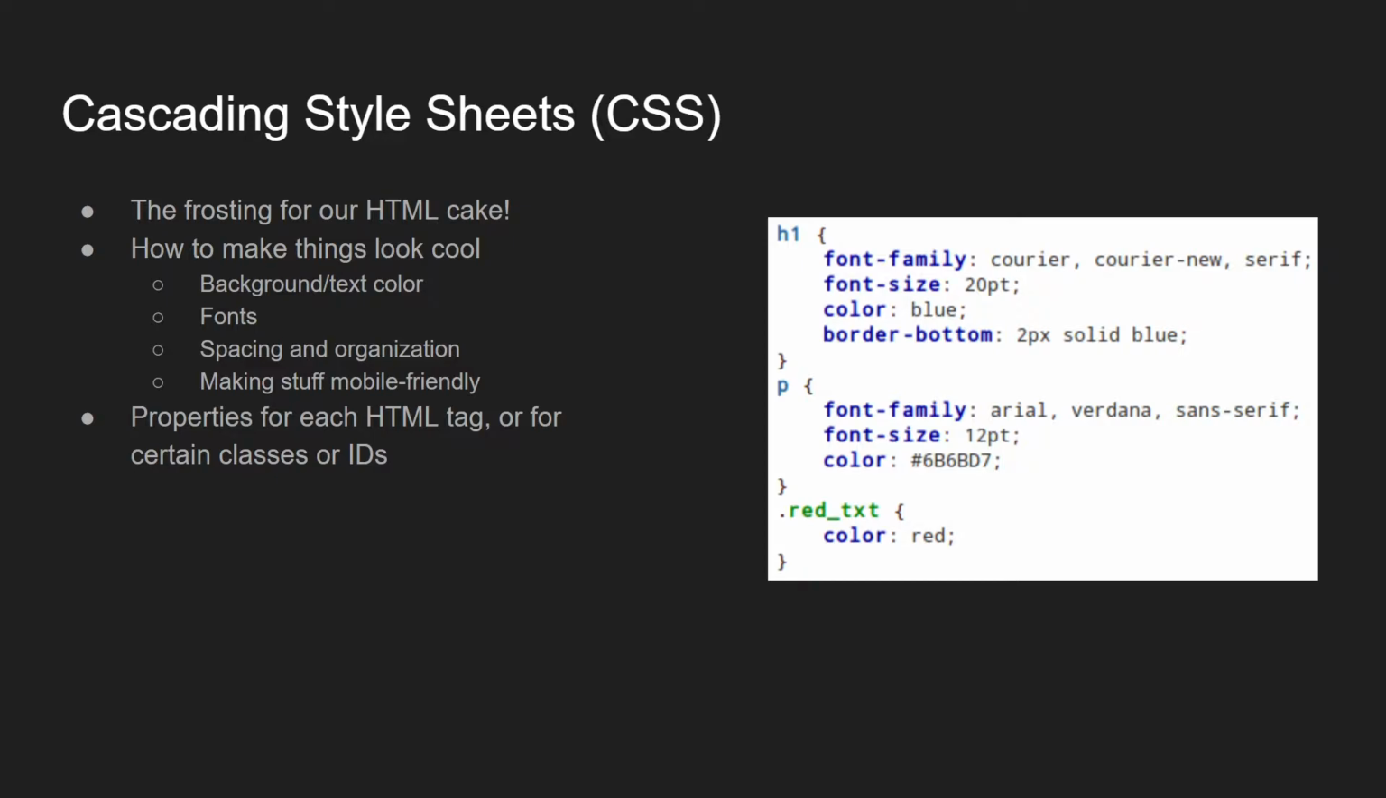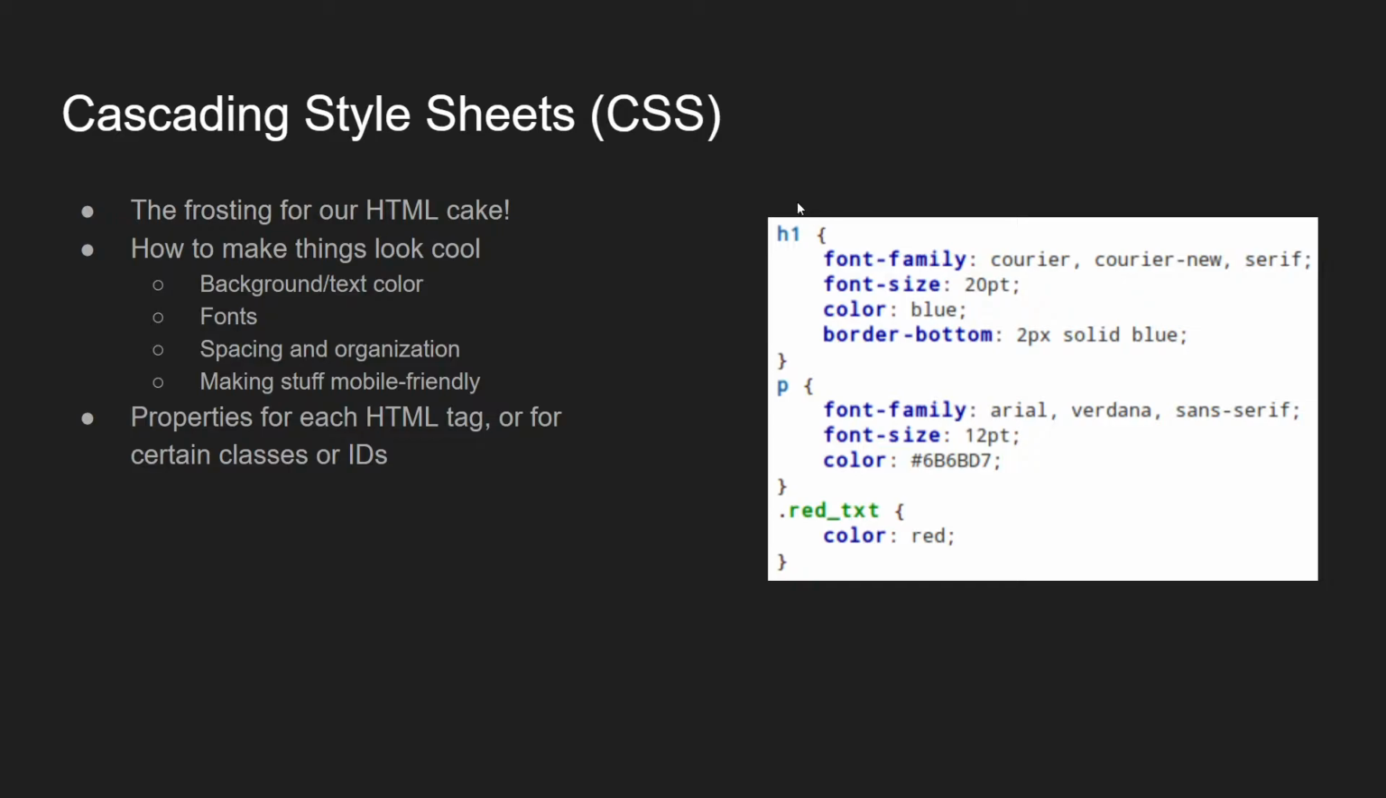But it's also used for making things a little more organized. You can set up how you want things to be in relation to each other, which is kind of how those divs come into play. And it's also how you can make your site mobile friendly with these things called media queries. So you can make things that look really good on a phone, but change depending on whatever screen size you're viewing it on. There are also different properties for each HTML tag or certain classes or IDs.